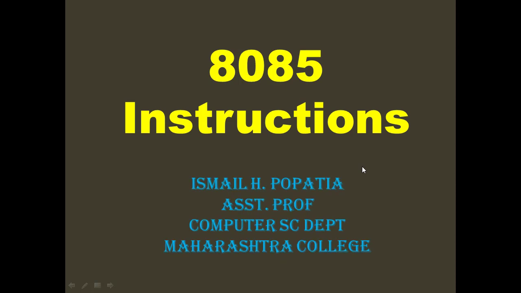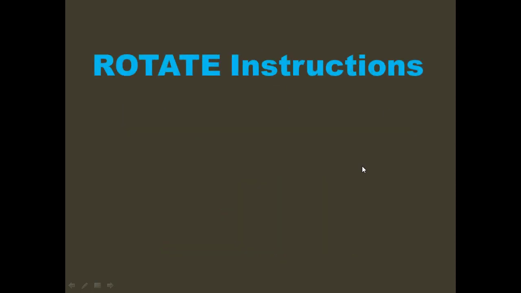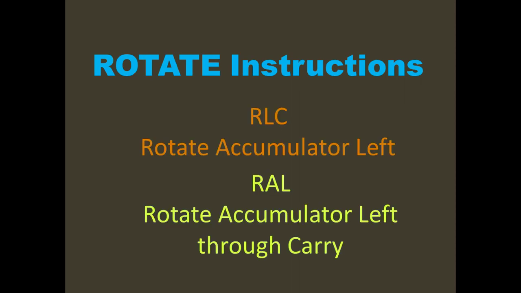So in this particular session we'll study about the rotate instructions of 8085. There are 4 rotate instructions, 2 for right and 2 for left. In this session we'll study about the rotate left instruction. So there are 2 rotate left instructions. One is RLC, rotate accumulator left, and the other is RAL, rotate accumulator left through carry.